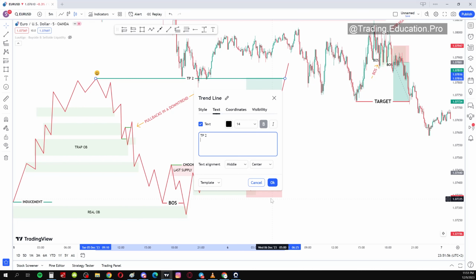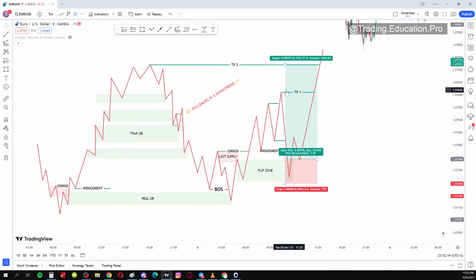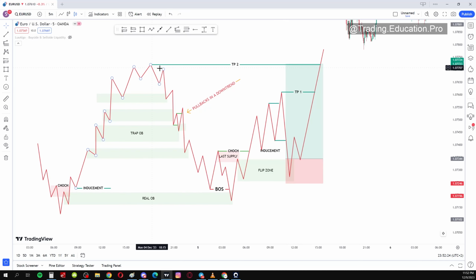But basically, as you can see here, this is kind of looking like a market, right? So we have our TP1 here, the first high, and the second TP or take profit is here, this high.